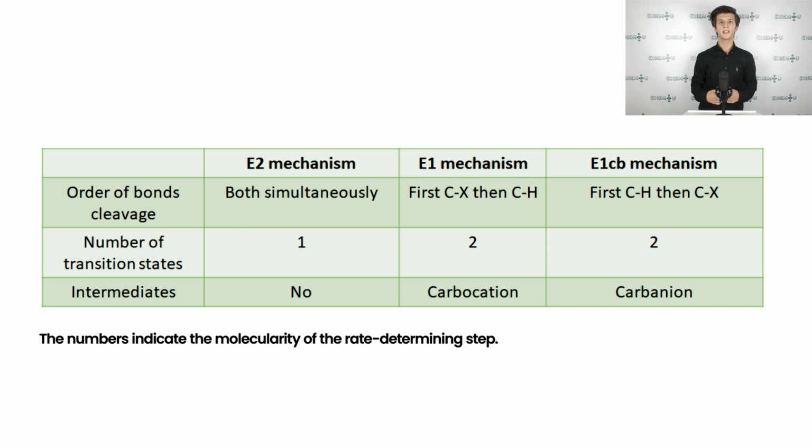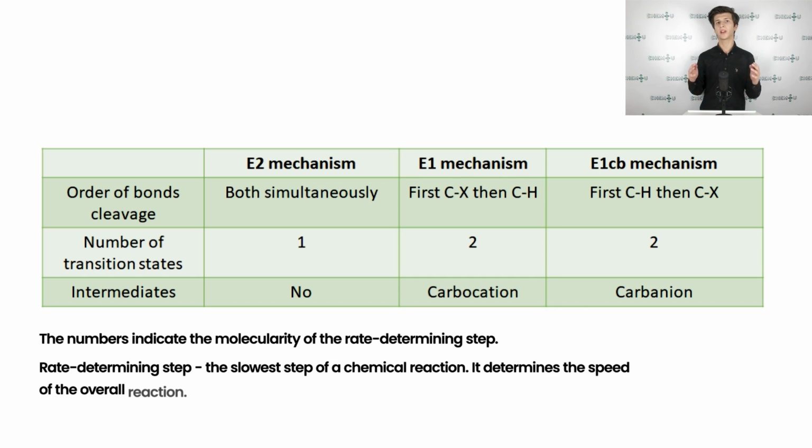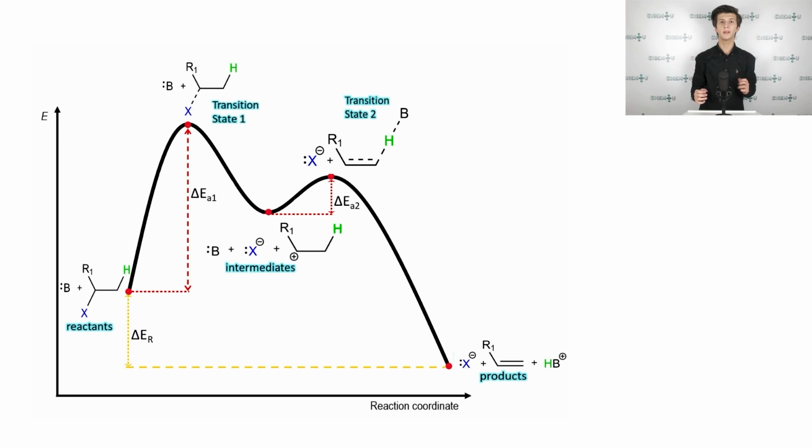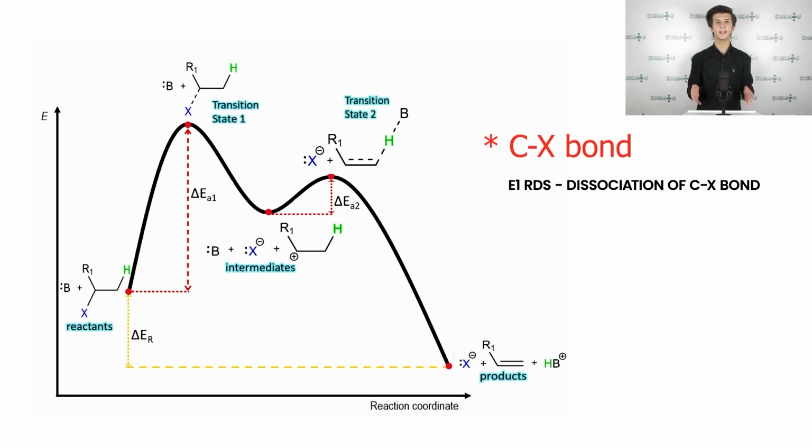The rate-determining step is the slowest step of a chemical reaction that determines the speed at which the overall reaction proceeds. For reactions that include more than one elementary step, the rate-determining one is that with the highest activation energy. For the E1 mechanism, the rate-determining step is represented by dissociation of the CY bond, because the corresponding activation energy is much higher than that of the second step.